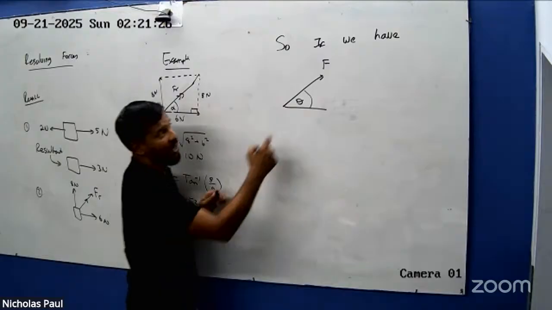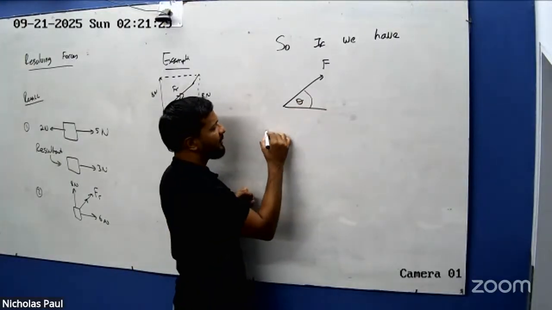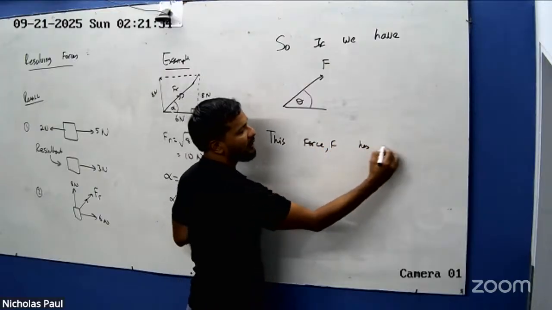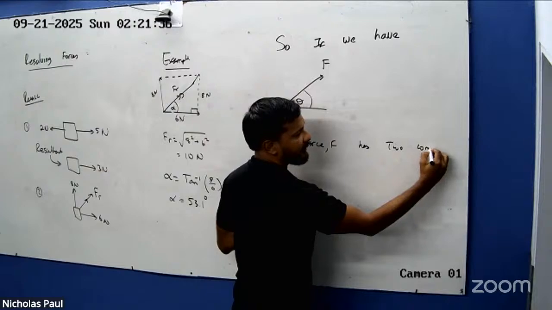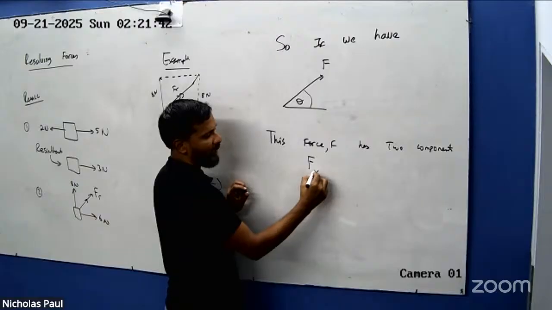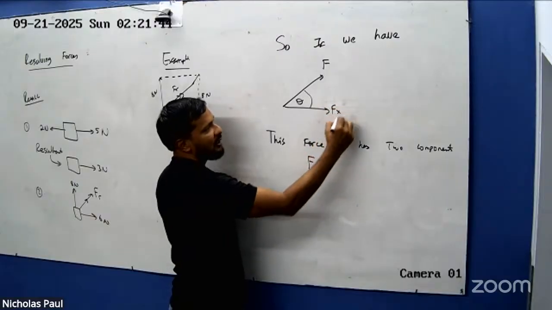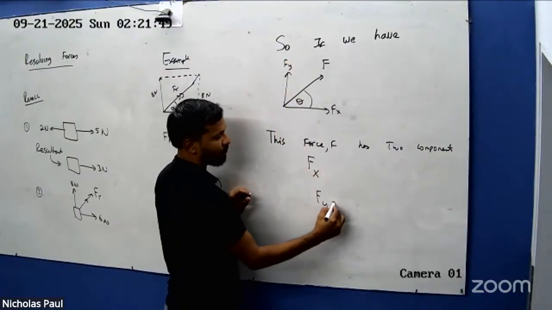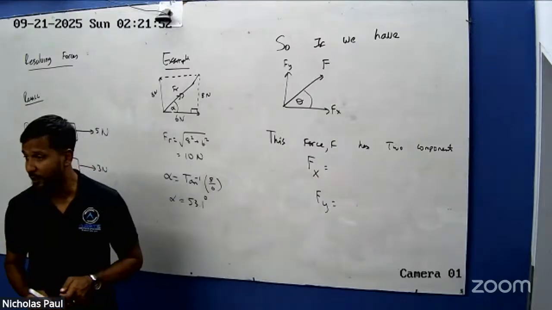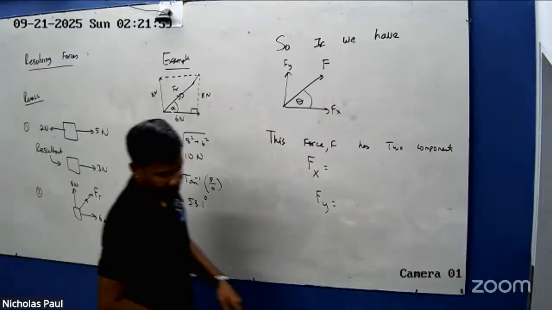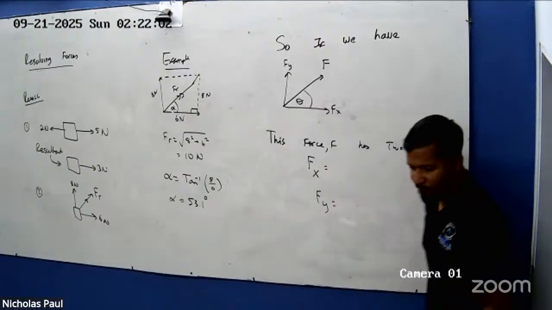So if I give you a force at an angle, this force has two components, right? It has a horizontal component, I'll call it Fx, and it has a vertical component, Fy. That's okay? We need to be able to find those components. Everybody okay with that? How do we find those components?